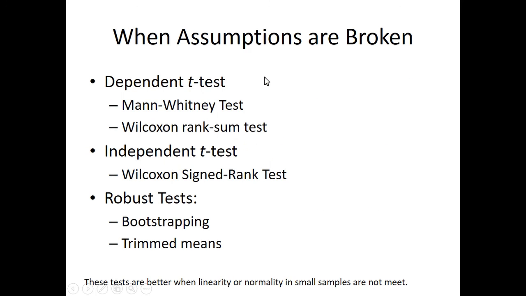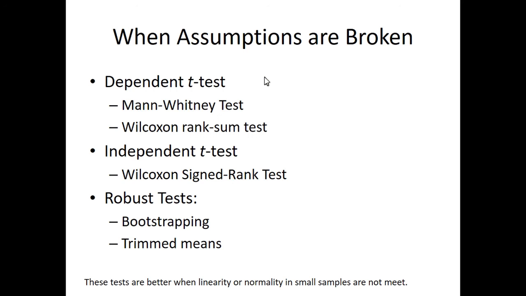For an independent test, you can also do a Mann-Whitney U or Wilcoxon rank sum test. For dependent t, we can also do a Wilcoxon signed rank test, slightly different things, same idea. Those are non-parametric tests. They do not have normality or linearity assumptions. For robust tests, we can bootstrap, or some people suggest trimmed means. I don't really support trimmed means, but it is an option that people use.